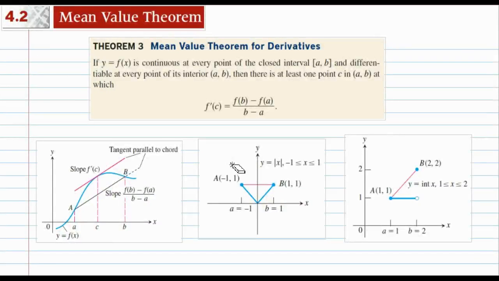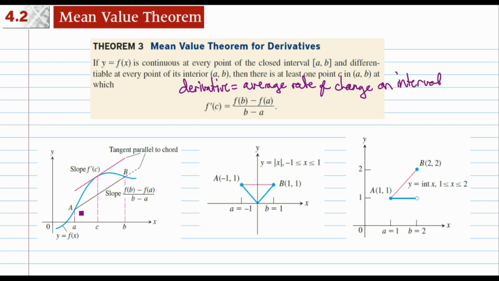This is the screencast for section 4.2, example 1. We're going to look at the mean value theorem. The mean value theorem for derivatives says that if a function is continuous at every point in the closed interval a to b and differentiable everywhere between a and b, there is at least one point in that interval, we'll call it c, where the derivative at c equals the average rate of change, or the slope, from the beginning to end of the interval.